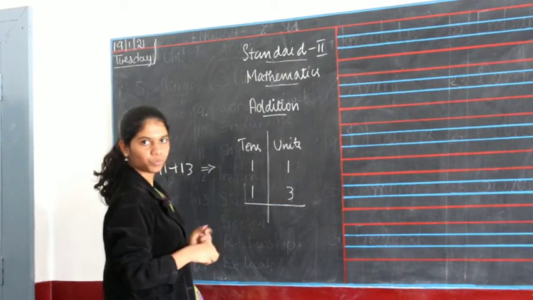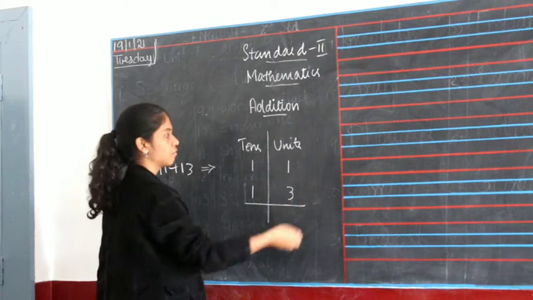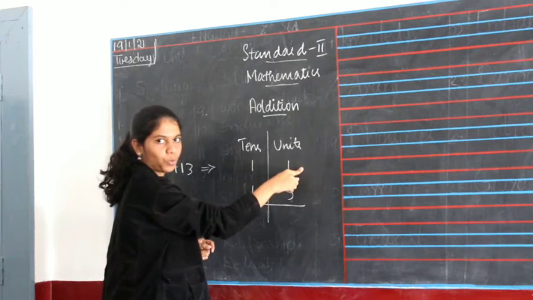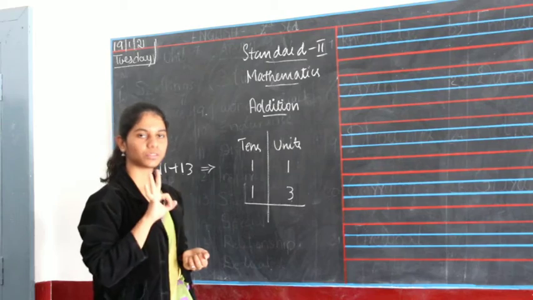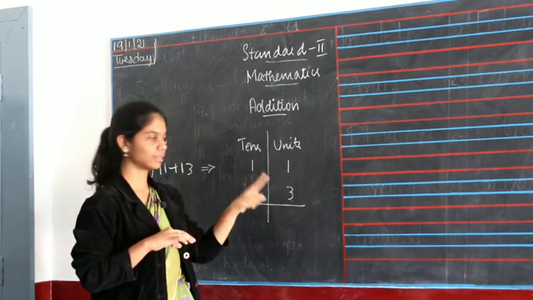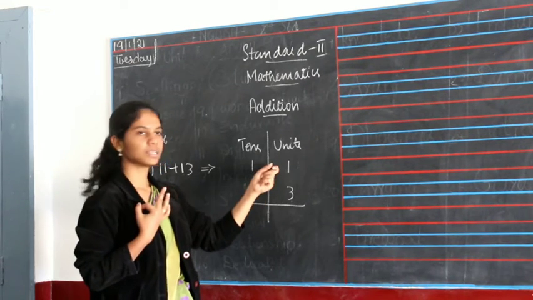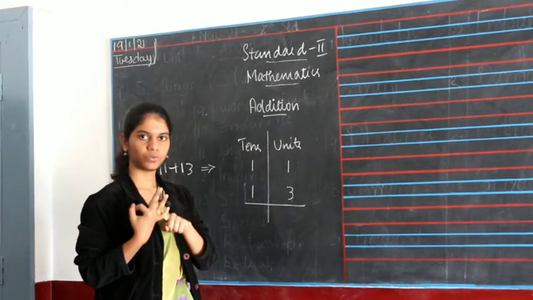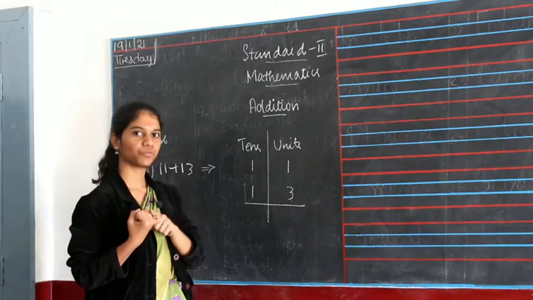Now what we are going to do is add the numbers in the place. First you should add numbers in the unit place, right? So in the unit place you have 1 here and 3 here. So 1 in your mind and 3 on your finger. The first number you keep in your mind and the second number you keep on your finger. So 1 in your mind, 3 on your finger. 1, after that 2, 3 and 4.